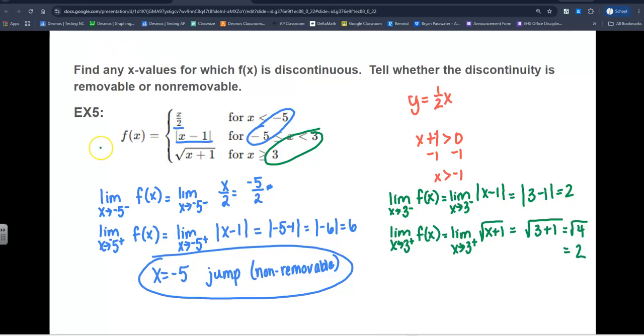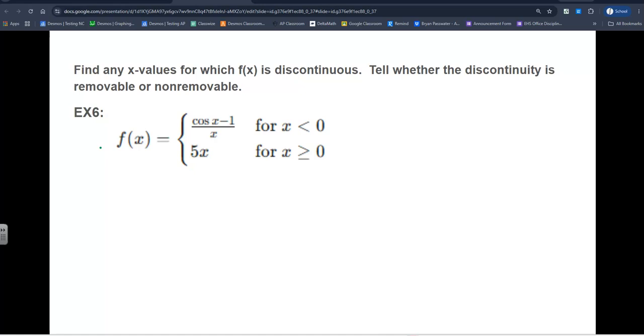Okay. Let's do one more of these. I think one more. Yeah, and 7's a little bit different. All right, for example 6. Am I going to have a discontinuity for cosine x minus 1 over x?